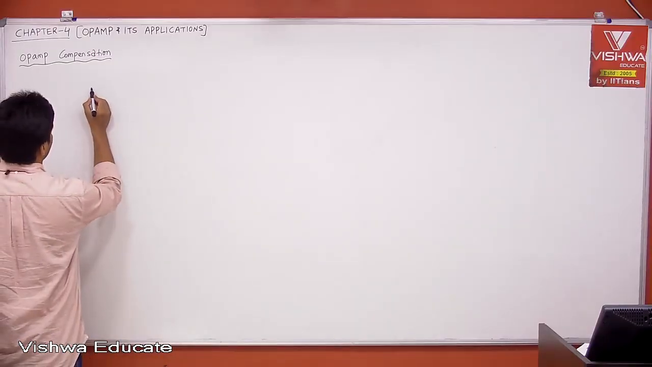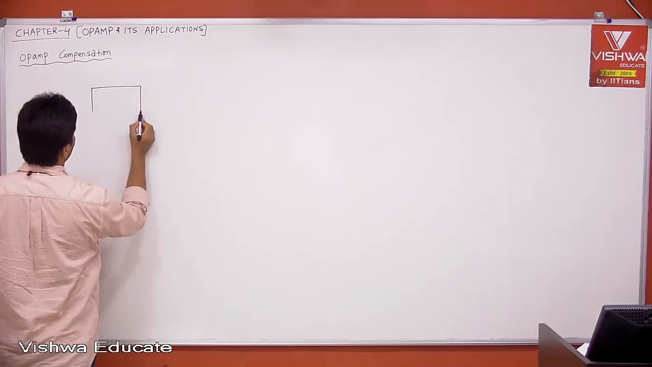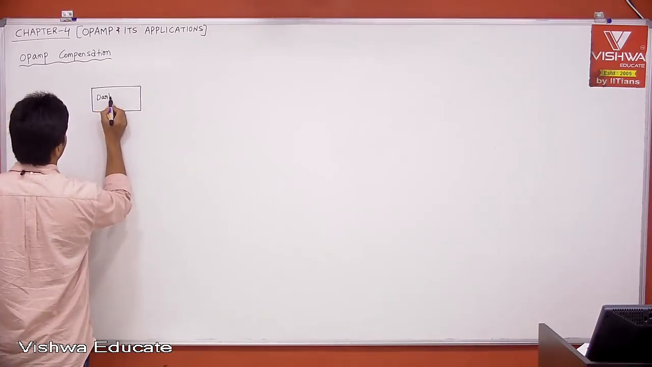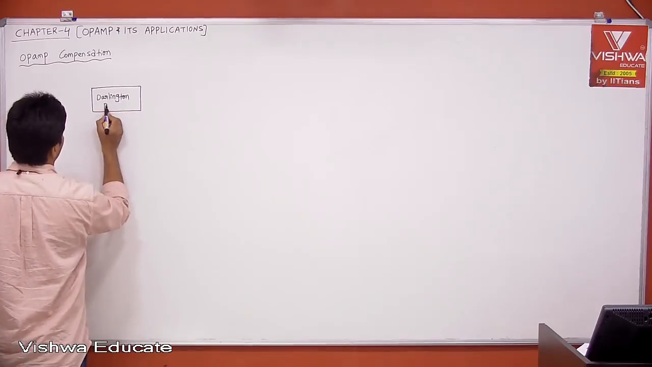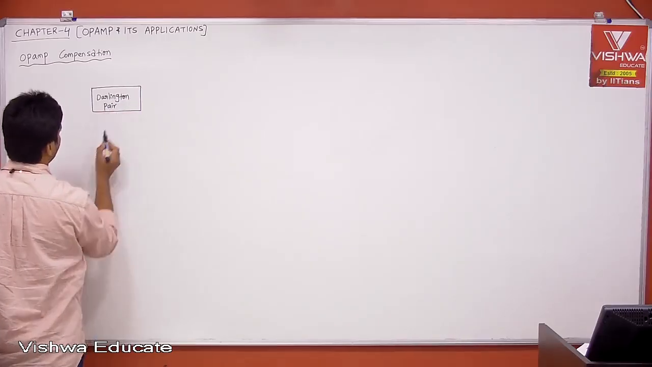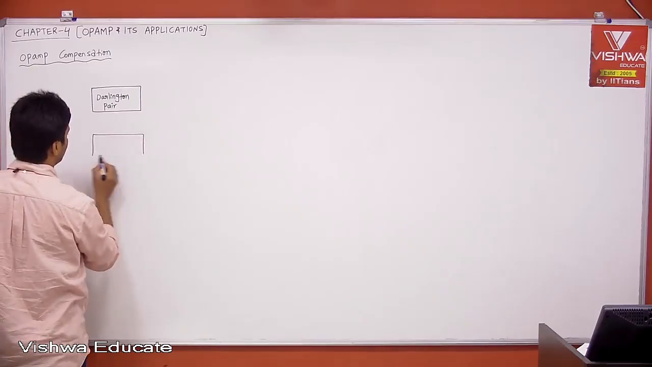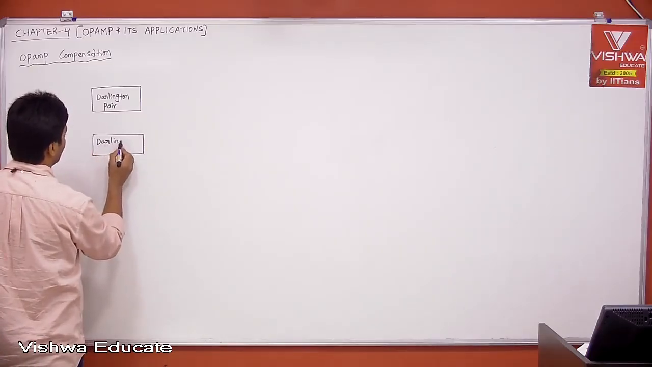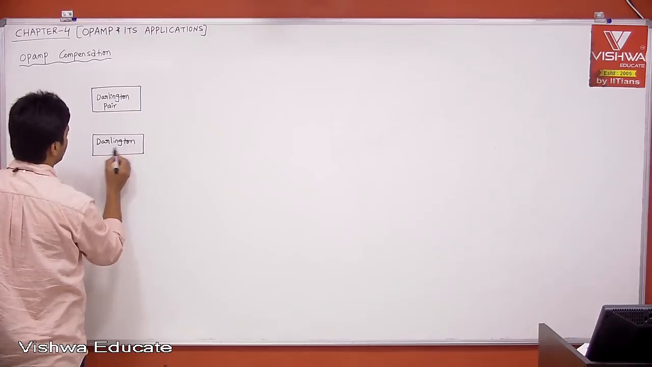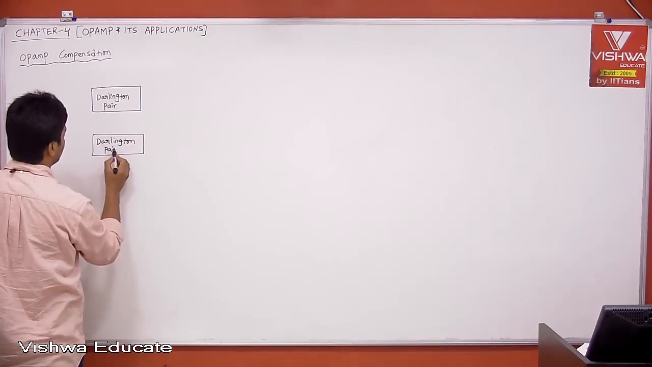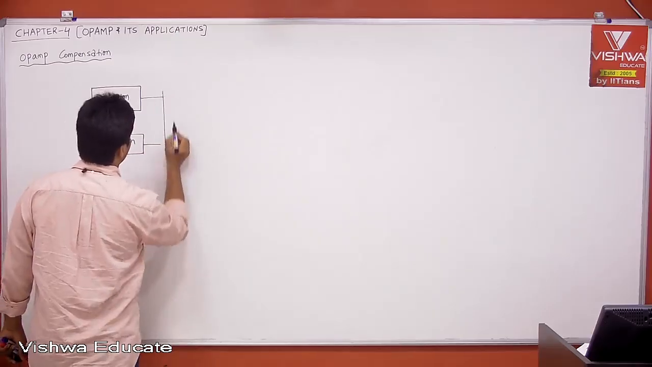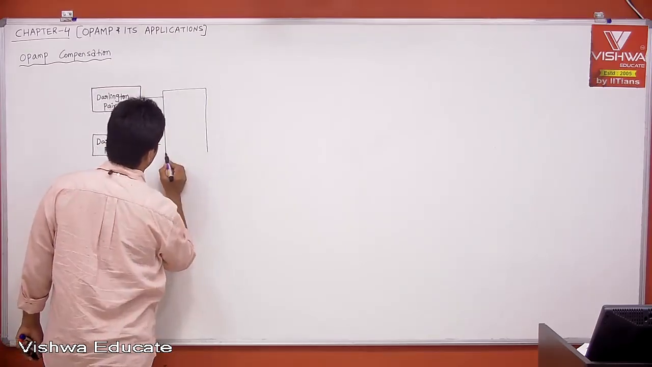The first stage is Darlington pair. This is nothing but Darlington pair. Right? And this is Darlington pair, because we have two inputs. This is Darlington pair. Now this is differential amplifier.